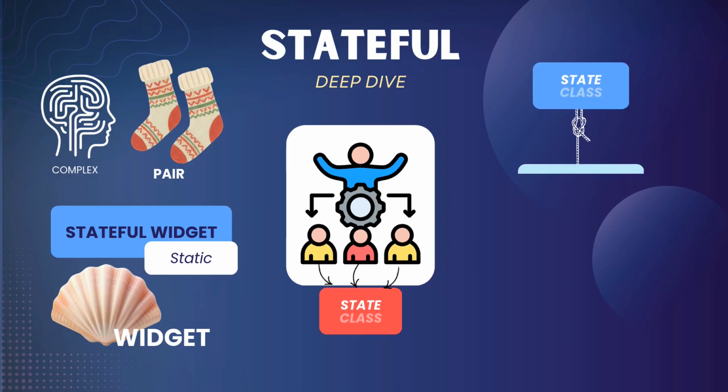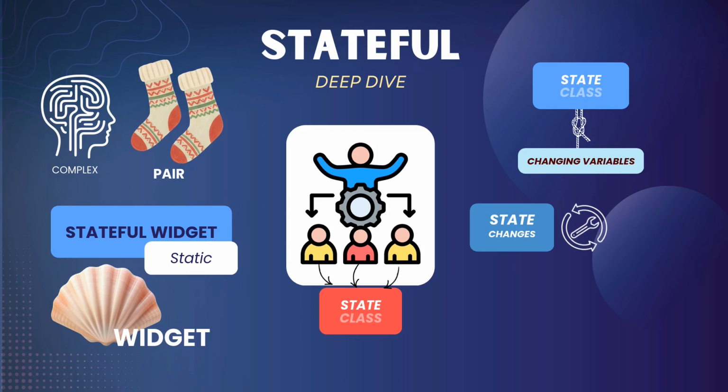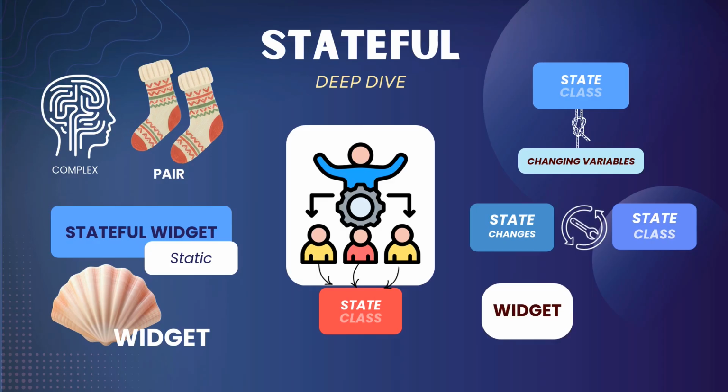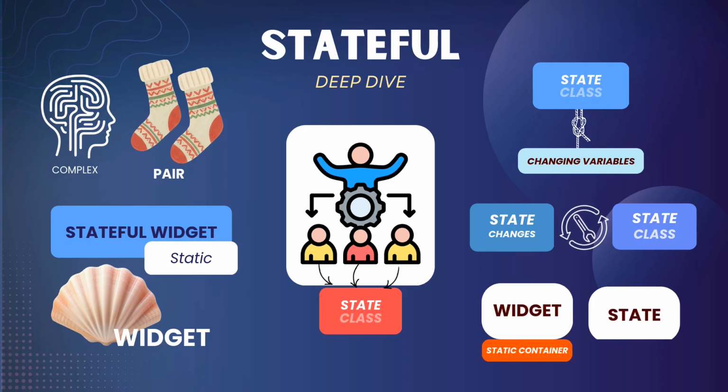This State class holds changing variables like our counter variable or changing weather conditions. Whenever the state changes, only the State class rebuilds its part of the UI. Remember this: the widget is the static container, and the state is the mutable data.